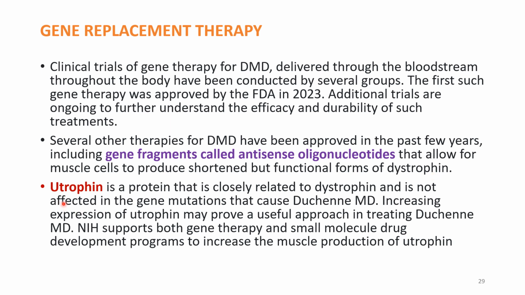And the next thing is utrophin. Utrophin is a protein that is closely related to dystrophin and it is not affected in the gene mutations that cause Duchenne muscular dystrophy. Increased expression of utrophin may prove a useful approach in treating DMD. NIH supports both gene therapy and small molecule drug development programs to increase the muscle production of utrophin. So it can also be tried.